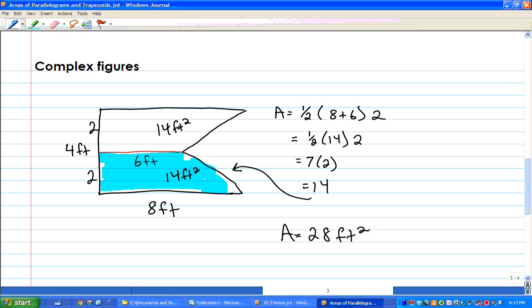Now, there are other ways that you could have solved this. You could have split this up so you had a rectangle and then 2 triangles, but this, I think, was the easiest way, and it kind of related to what you just learned.